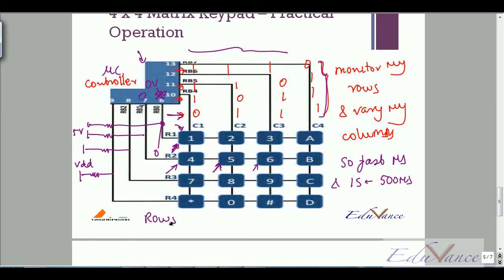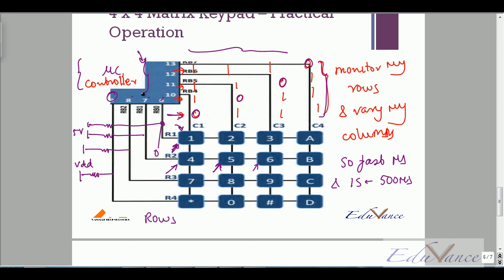I hope this was clear, that I keep varying my column information, first make this 0, then this 0, then this 0, cyclically or successively, and depending on which switch is pressed, I will see a 0 on my respective row, either it's here or here or here or here. And this is how I would use the matrix keypad with any microcontroller, FPGA, Arduino or so.